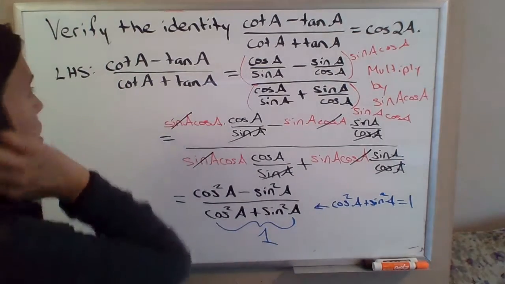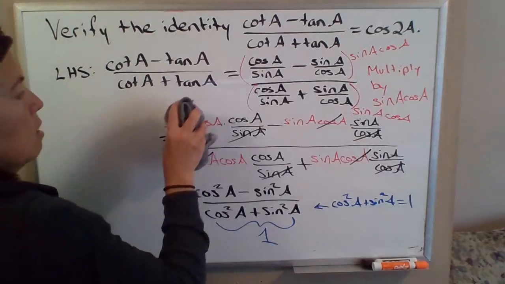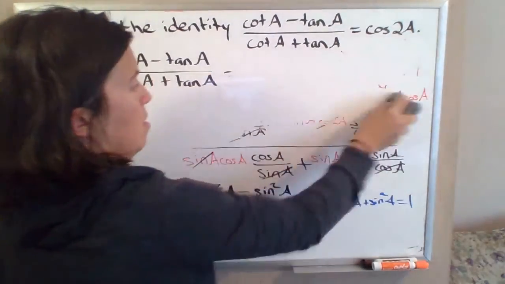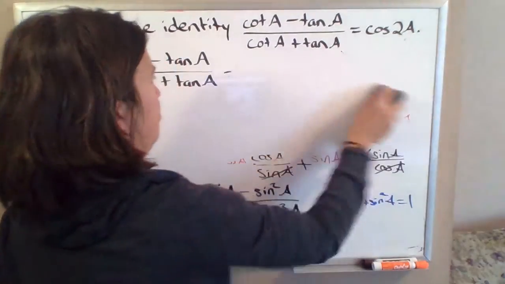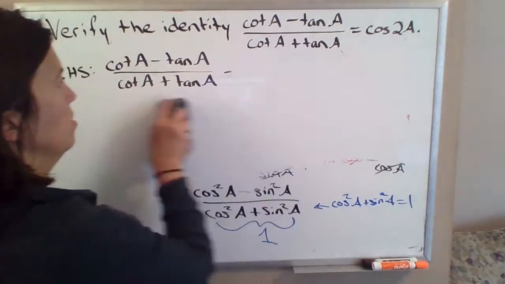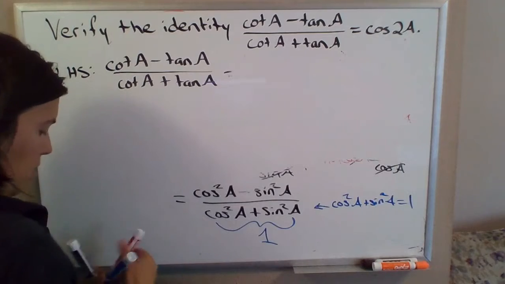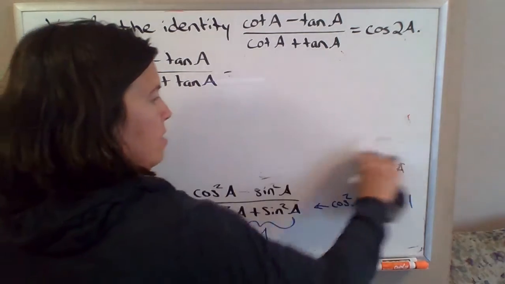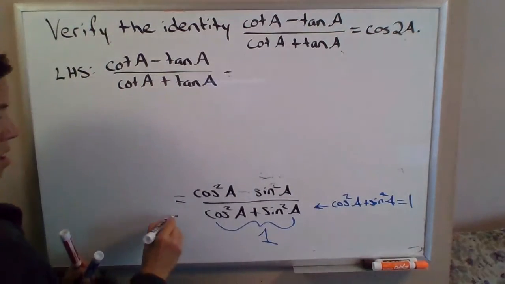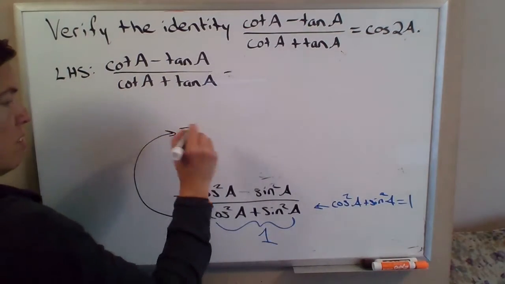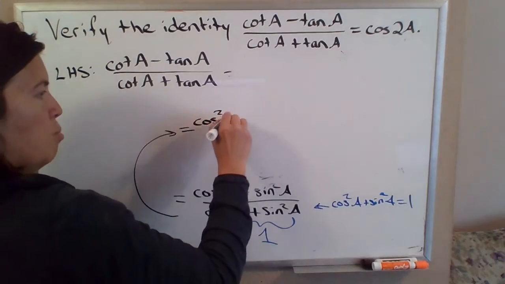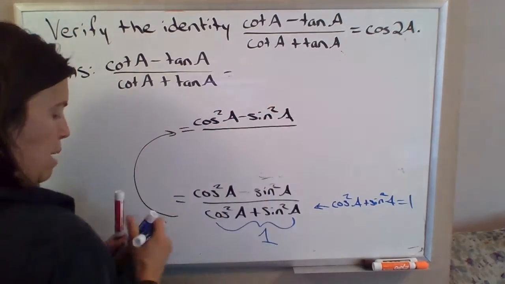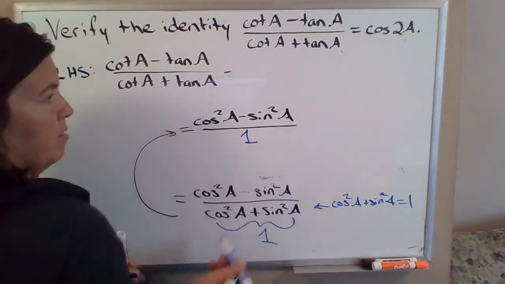And I don't want to squeeze it on the board like I do sometimes, so I'll erase this. It's only going to take like one more line to finish this up. But so that gives us, so I'm not doing anything at this point with the numerator, but this denominator is equal to 1.